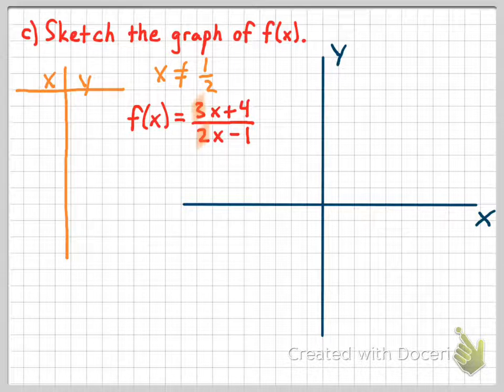And what I would like you to do is plug in 3 numbers that are bigger and 3 numbers that are smaller. Now let's take the numbers that are smaller. How about 0, -1, and -2? Those are the closest integers that are less than 1/2. And then for numbers that are bigger than 1/2, how about 1, 2, and 3?